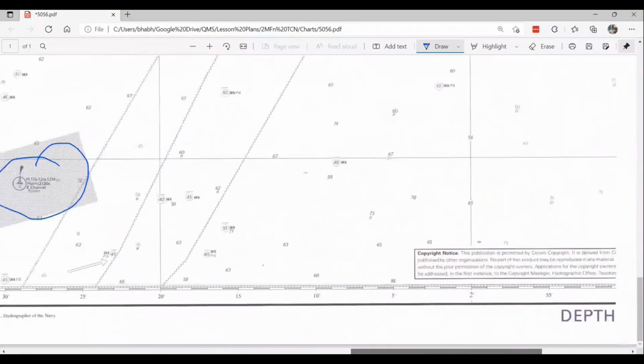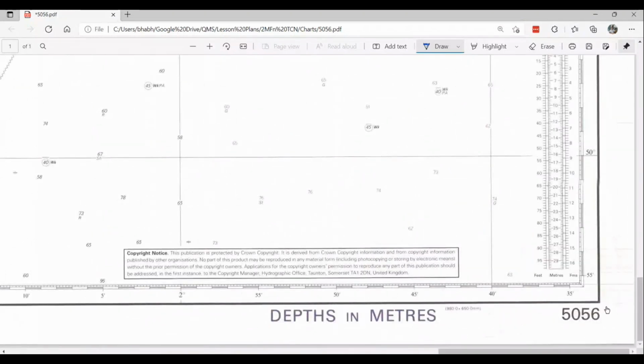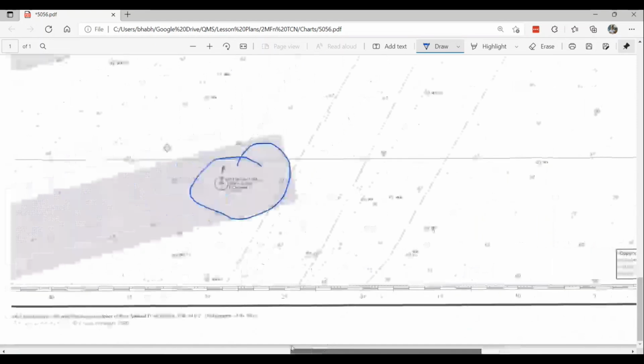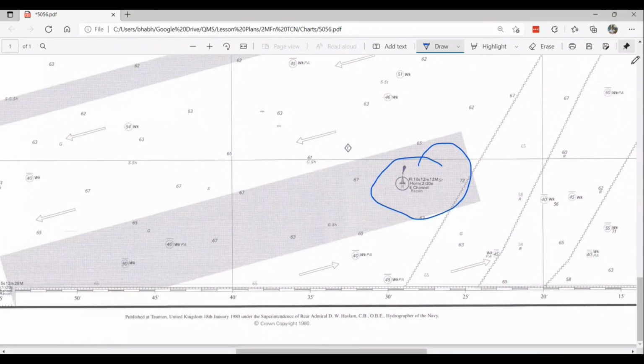So this is chart 5056. Right, and this is the East Channel Recon Buoy. What they have given us here is an initial position. The East Channel Buoy is bearing 180, distance is 5 miles off. So let's make this bearing. Distance is 5 miles off, so let's cut off the distance.